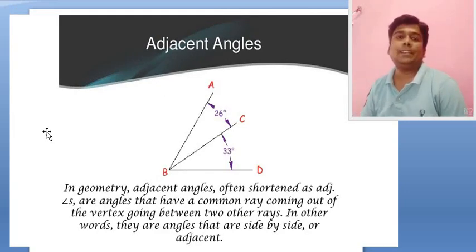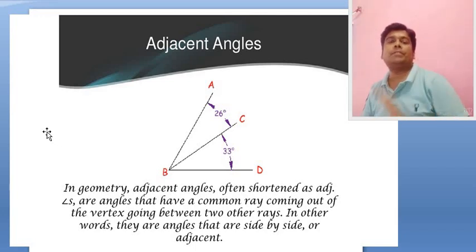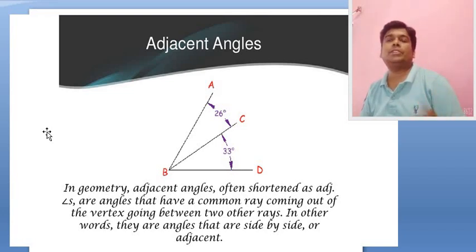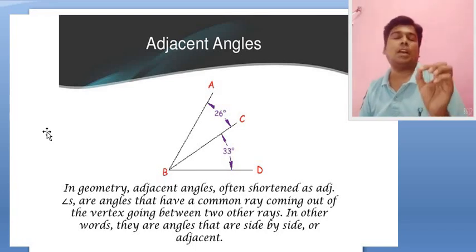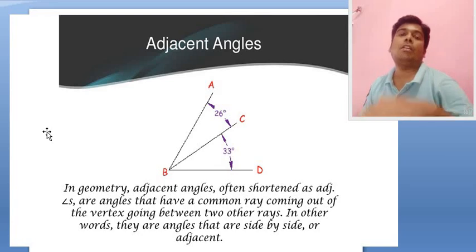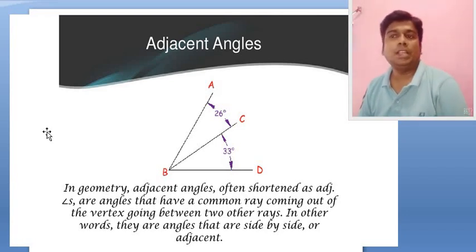Next is adjacent angles. Adjacent angles are taken into consideration when we talk about two angles, when angles are in pair. There is a definition, it is given in the book clearly, that two angles are said to be adjacent if they have one common vertex, if they have one common arm, and also the third point is that they have one pair of non-common arms which are on either side of the common arm.